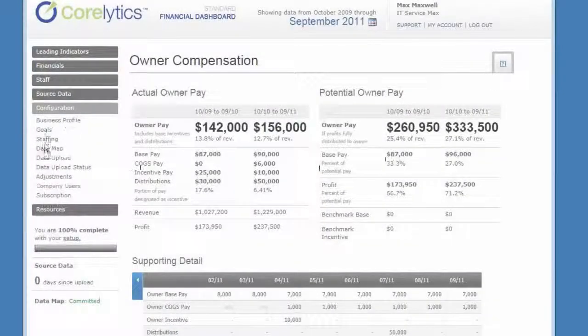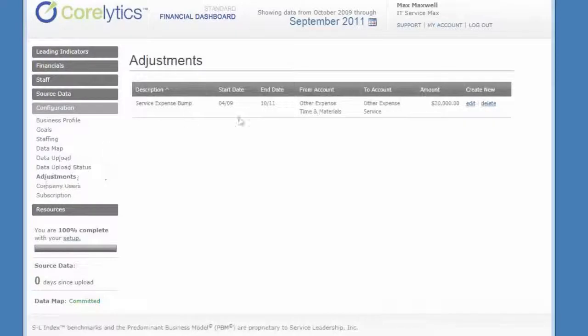Just to make sure we touch everything, there's the data upload, again, is where you can upload data using a spreadsheet. And this is just the status of that upload as you watch it happen. The adjustments, simply making an adjustment from one account to another. You can do that here instead of making a journal entry. There's a list of company users, and then just a view of your subscription. And there was one other thing that hit me as I went walking by, which I have now forgotten.